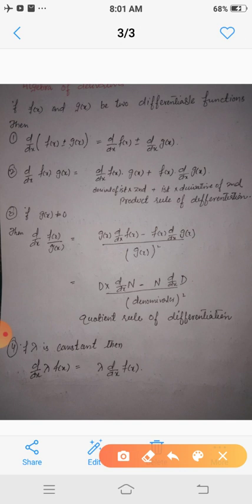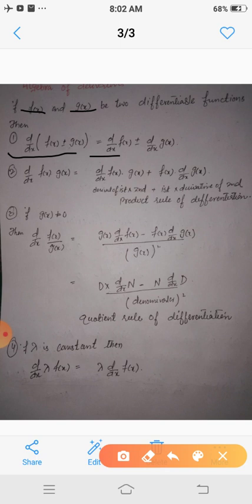That is, if we have two functions f(x) and g(x), which are differentiable, then the sum and the difference of the two functions are defined. That is, f(x) plus g(x) and f(x) minus g(x) are defined. Then the derivative of the sum and the difference function, that is d/dx of f(x) plus g(x), or d/dx of f(x) minus g(x), is actually d/dx of f(x) plus or minus d/dx of g(x). That is, the sum of derivatives equals the derivative of the sum.